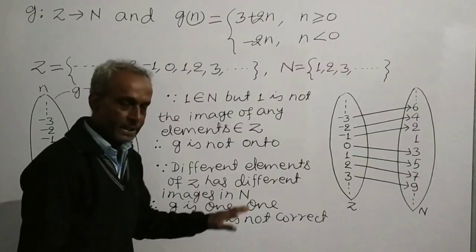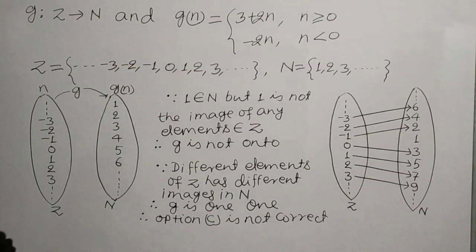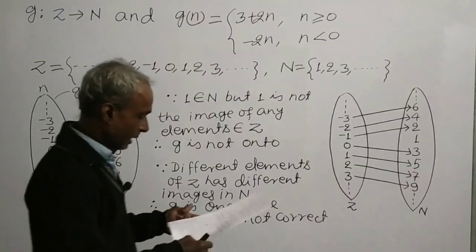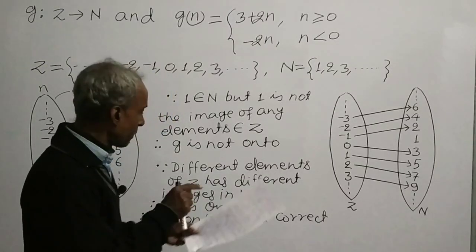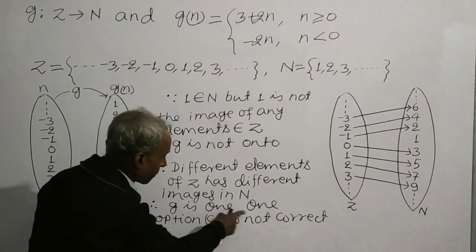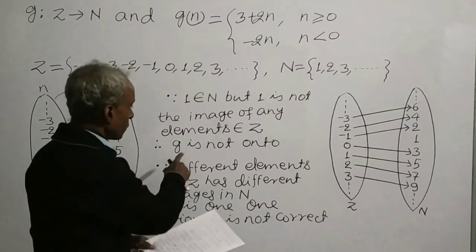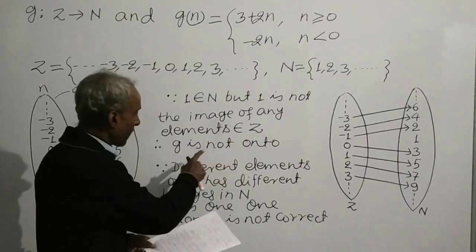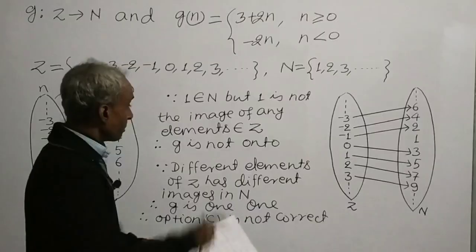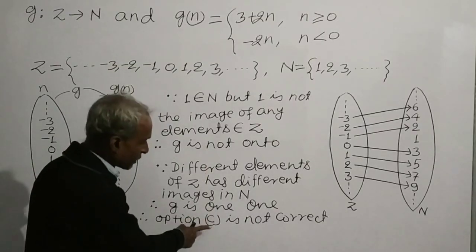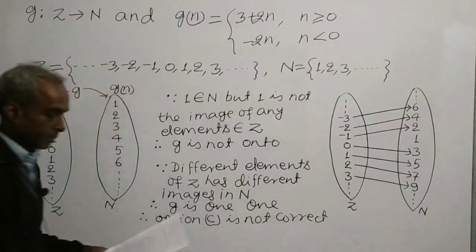Now we see what is given in the options. In option C, it is said that g is 1-1, which is correct, and g is onto, but we see that g is not onto. Because of this, option C is not correct.